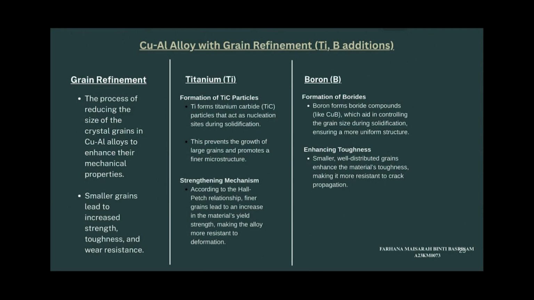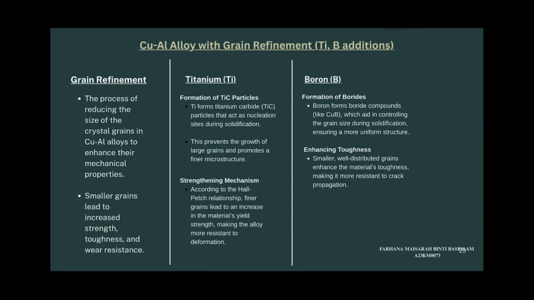The first one is the addition of titanium. The titanium will induce the formation of titanium carbide. And this titanium carbide will form particles that will act as nucleation sites during solidification, and this will prevent the growth of large grains and promote a finer microstructure. For the strengthening mechanism, according to the Hall-Petch relationship, finer grains will lead to an increase in the material's yield strength, making the alloy more resistant to deformation.